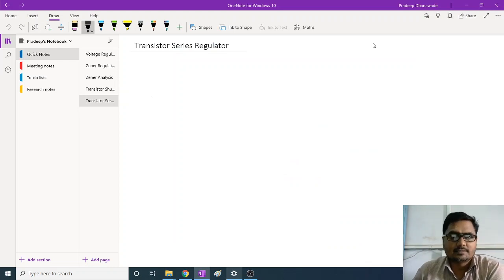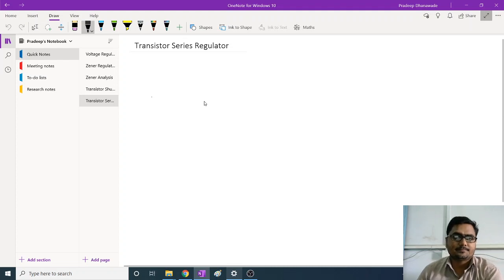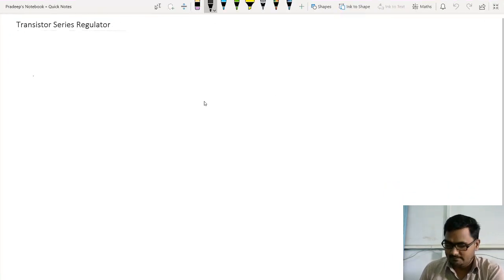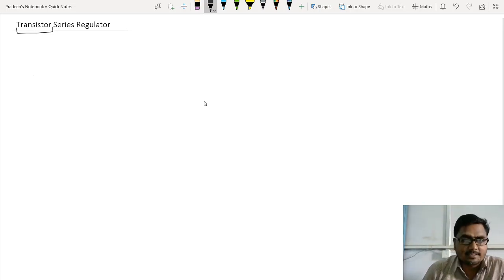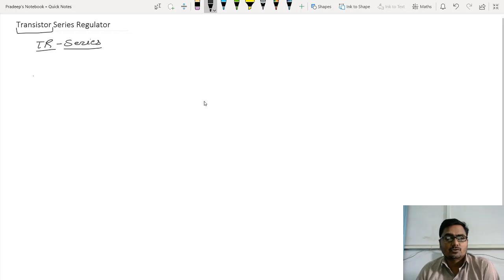Today we are going to start with transistor series regulator. The title I am writing: transistor series regulator. If it is a transistor series regulator, the active element is obviously the transistor. As a transistor is the active element and the name of the regulator is transistor series regulator, it means the active element, that is the transistor, must be in series with the load resistance. This transistor must be in series with load resistance.